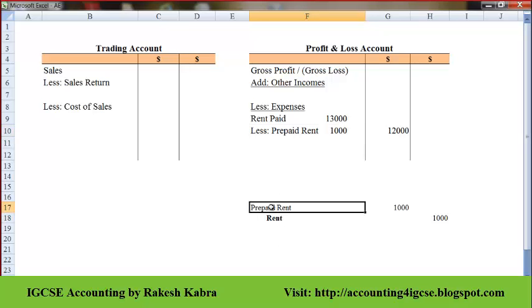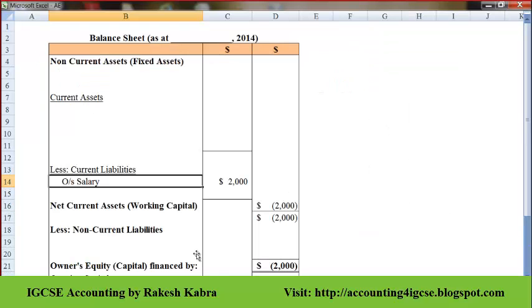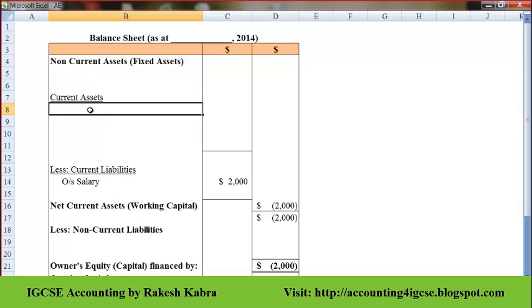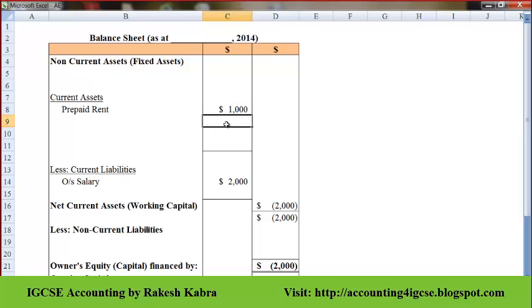Now this is an asset, isn't it? So this will come in the balance sheet, under the head current assets: prepaid rent, with how much amount? $1,000. Why is this an asset? Because this money was paid in advance, and in future I will get the benefit of this $1,000.